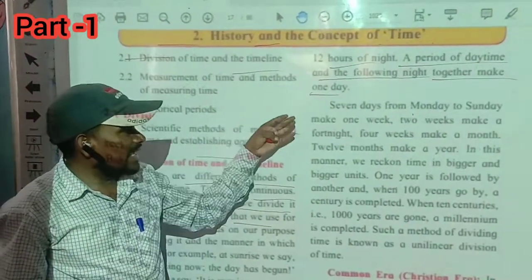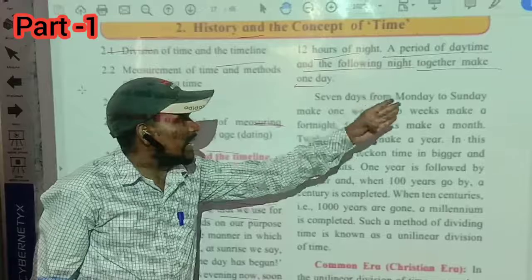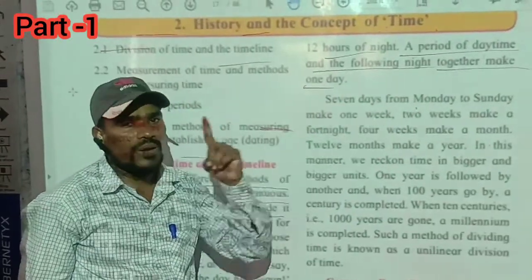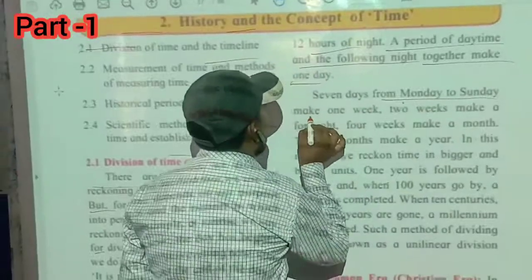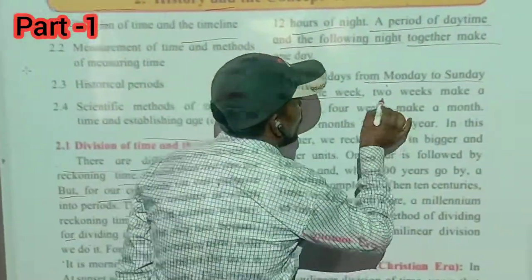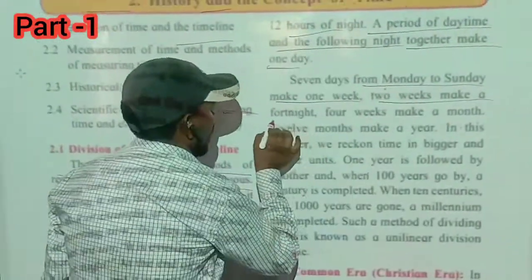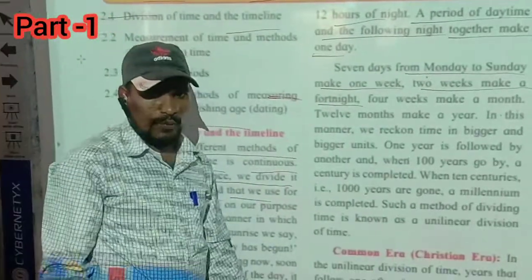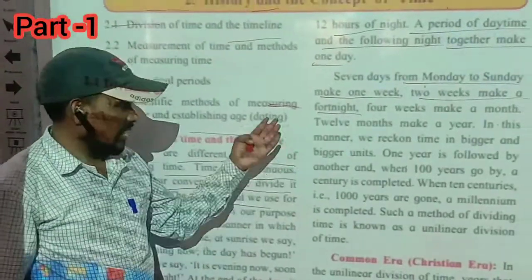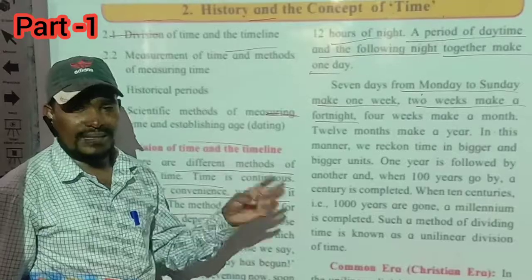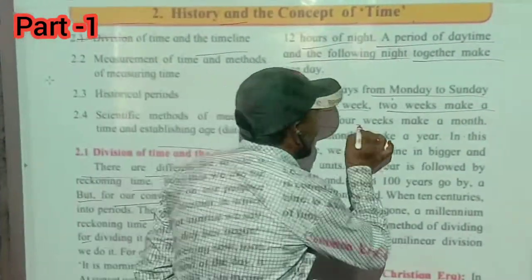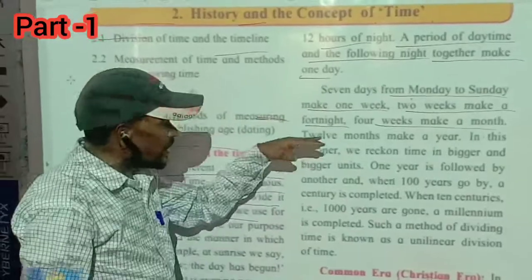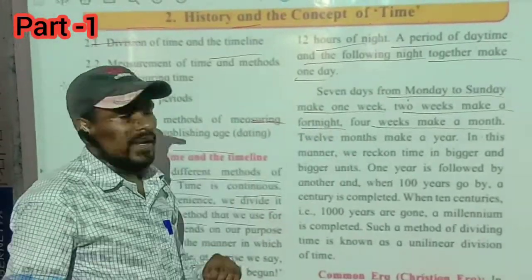Next, 7 days from Monday to Sunday make 1 week. 2 weeks make a fortnight. Fortnight, in Hindi pakhwada, is a period of 15 days. 4 weeks make a month and 12 months make a year.